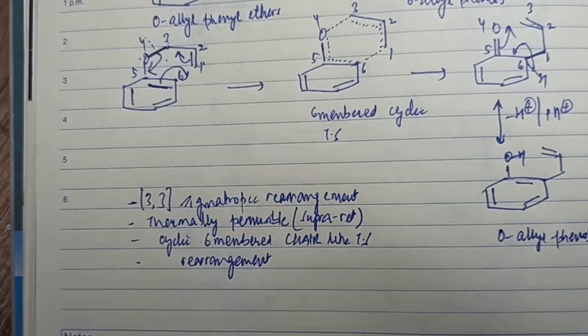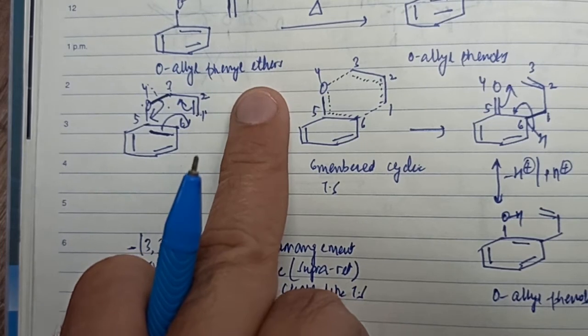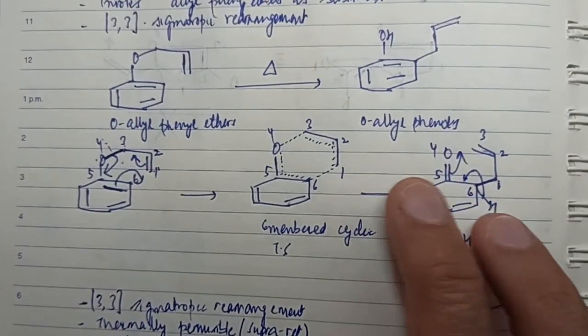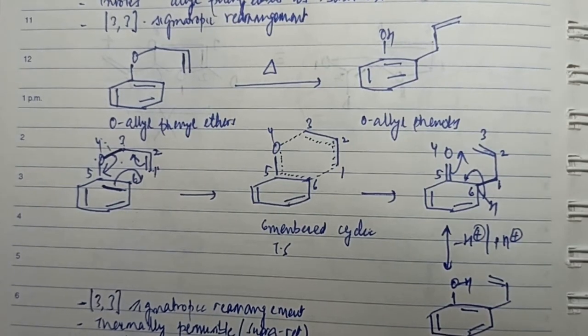So this is something regarding the Claisen rearrangement. If I have to talk about the mechanistic aspects, it is exactly similar to Cope rearrangement, the only difference being that in the case of Claisen rearrangement, the starting compound is orthoallyl phenyl ethers and the end product is orthoallyl phenols.